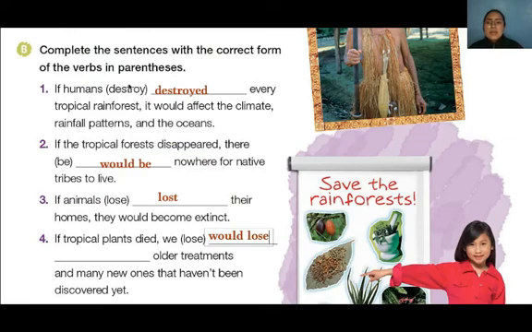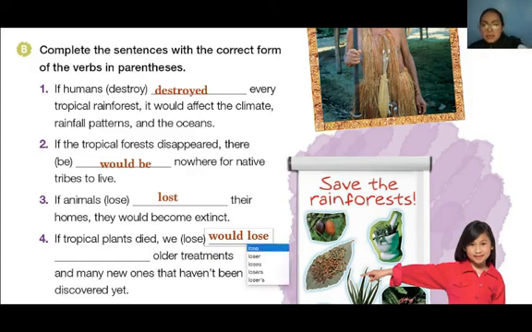Okay, let's analyze our answers. Number 1, destroy, with it in the final. Number 2, with the modal would, and the verb be in the base form. And in this case, the third, you have to use the past of the verb. And in number 4, you have to use would, the modal, and the verb in the base form. El modal would y el verbo en su base. Copiamos exactamente lo mismo, no cambia nada.